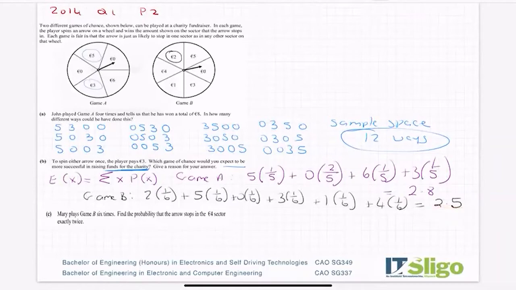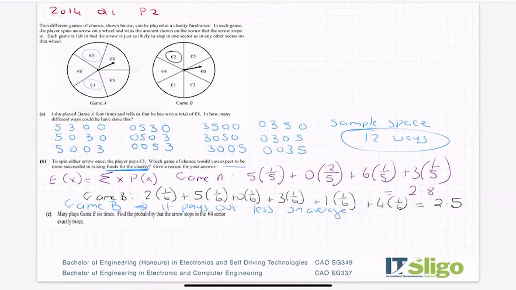Okay, so if it costs €3 to enter this game, then on average, for every single game that's played, game B would make a profit of 50 cents. Game A would only make a profit of 20 cents. Okay, so the answer to that one is game B. Give a reason for you. It pays out less on average. Okay, or something like that, or the expected value is less.